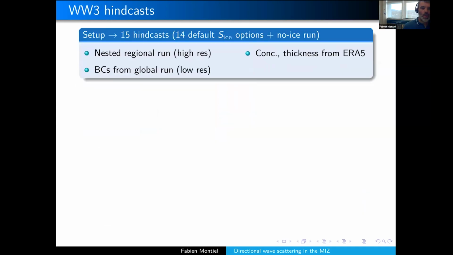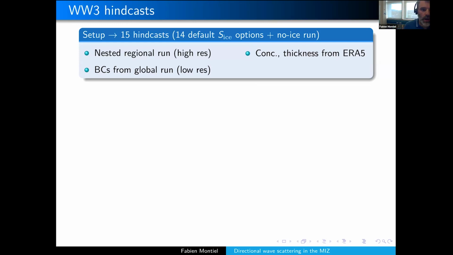Okay, so we ran 15, not 14 actually, hindcasts. So the 14 hindcasts for the 14 different SI parameterizations, but also we did a no ice run. So we just remove the ice and set the concentration to 0 everywhere. And again, that's a nice baseline to have here to compare our results.